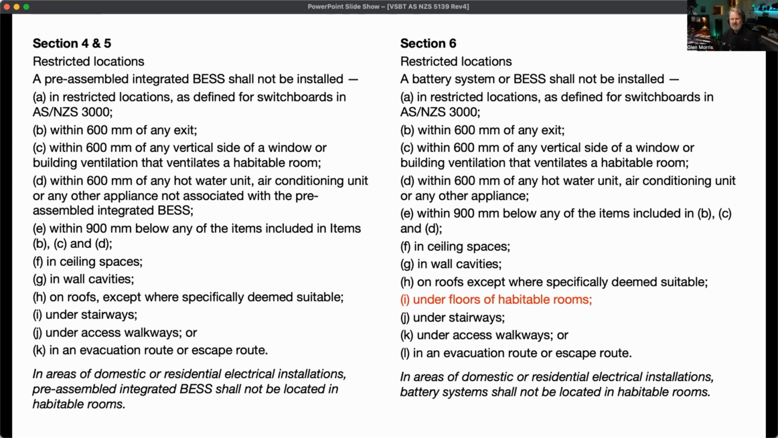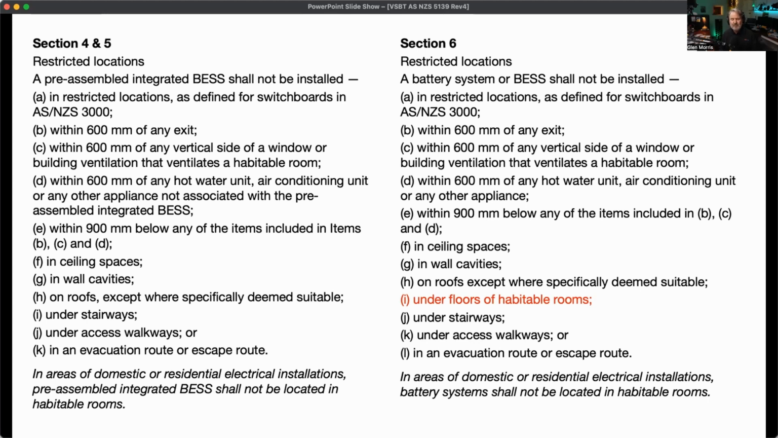I've even had people say, but it's a concrete stairway, it's not going to burn. That's not the point. If a stairway is a means to exit an upper story and you've got a fire underneath it, there will be toxic fumes and heat. So that's the rationale. So not under a stairway or an access walkway, and not in an escape route or evacuation route.